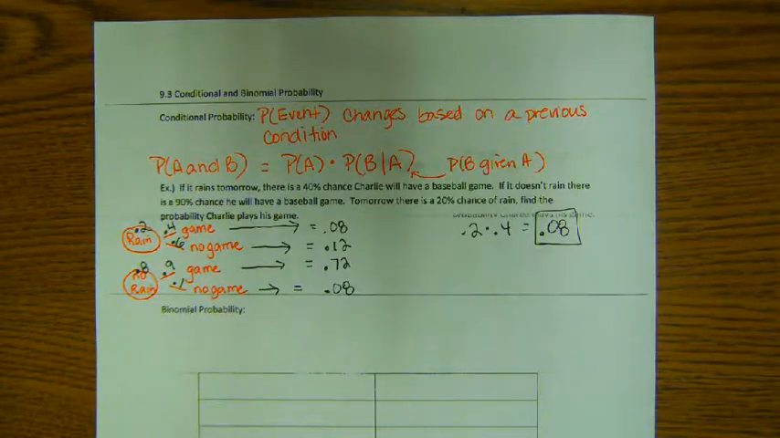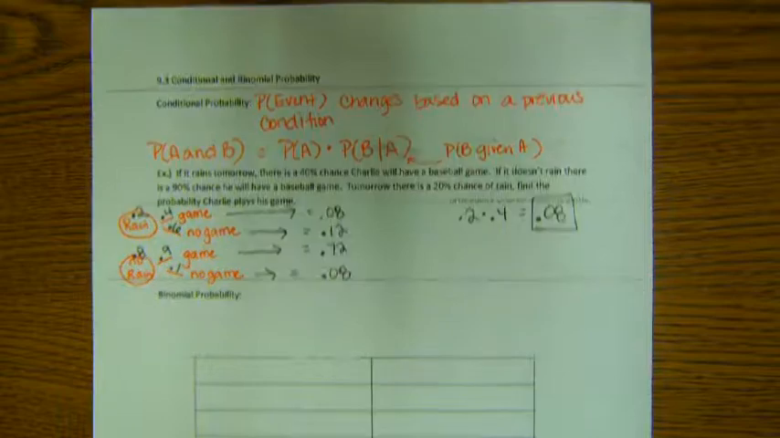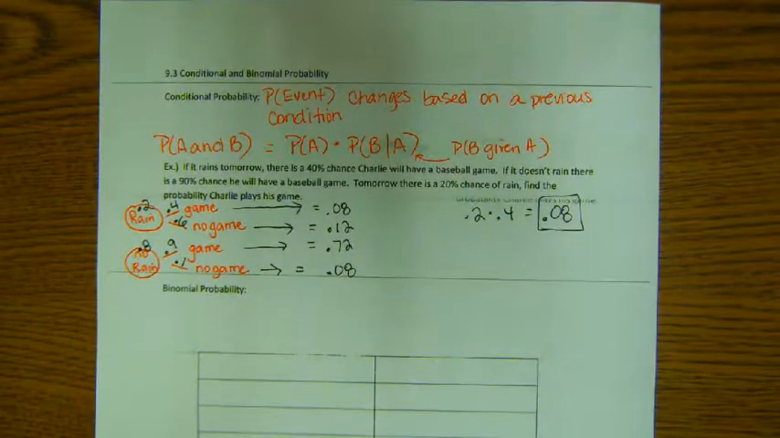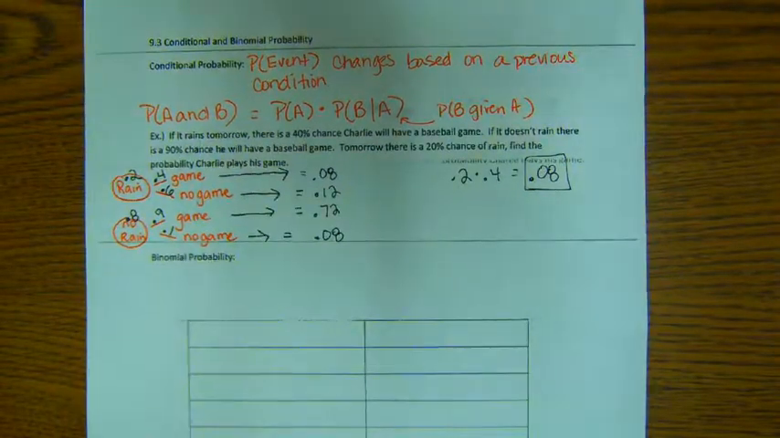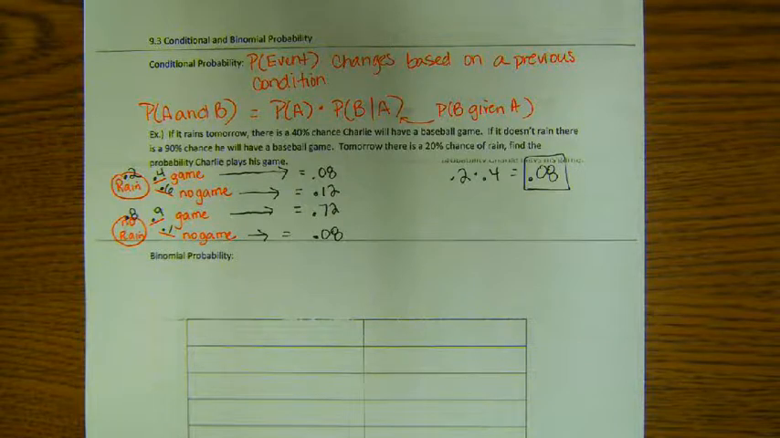So that's conditional probability. And then the thing that we're going to actually spend the most time on, and we're going to spend some time on it today and then tomorrow, because it's kind of important, is binomial probability. And so I want to spend some time talking about what that is for our last example.